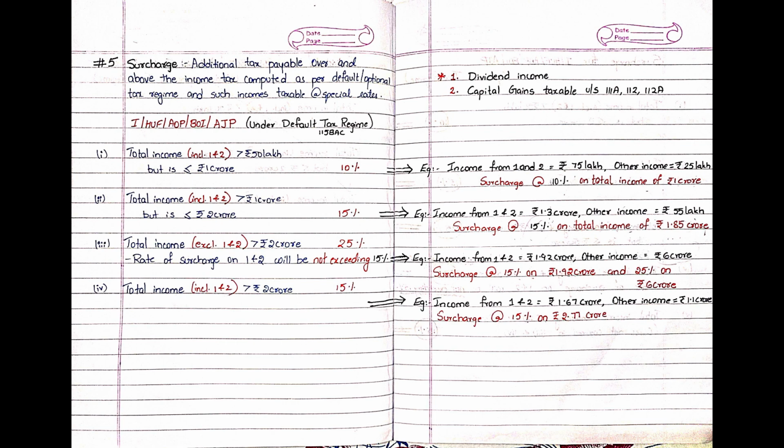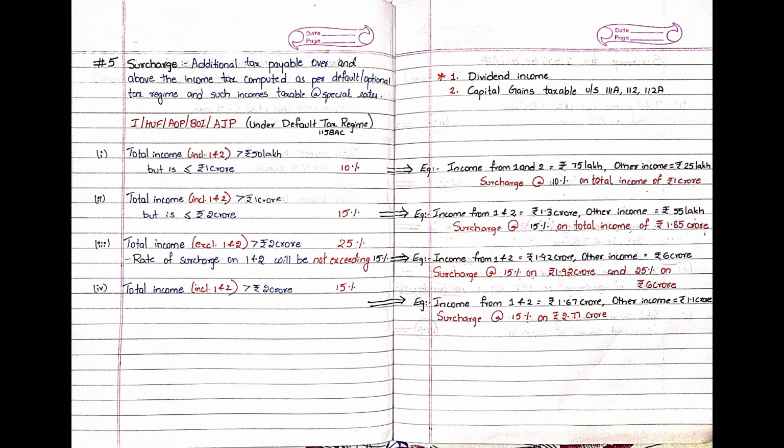Next, total income excluding 1 and 2 is exceeding rupees 2 crore. In such a case, surcharge will be at the rate of 25%. And the rate of surcharge on 1 and 2: here we have excluded 1 and 2 and we are charging the surcharge at the rate of 25%. In such a case, the rate of surcharge on 1 and 2 will be not exceeding 15%.